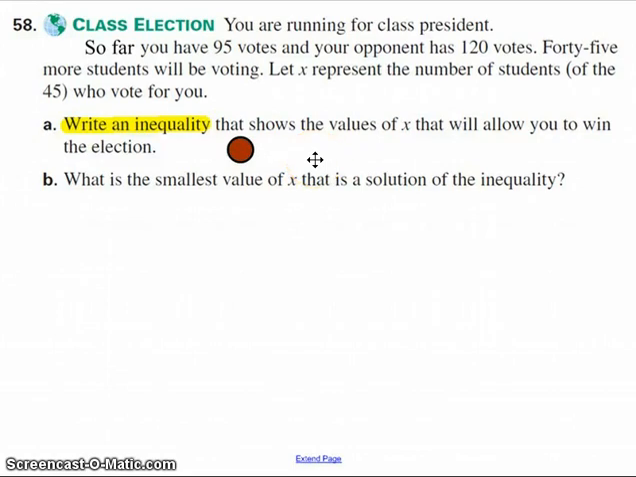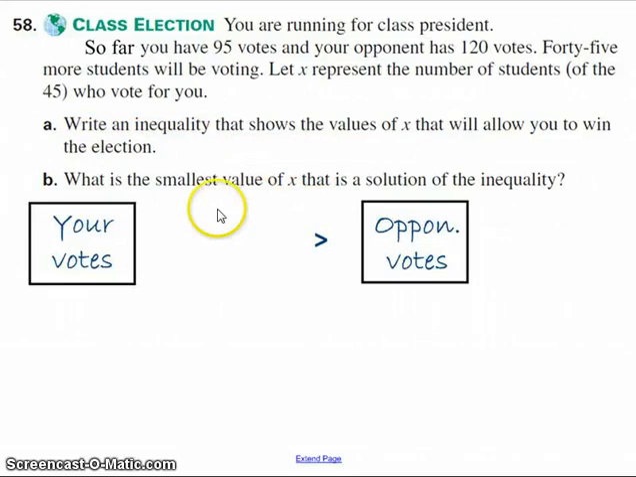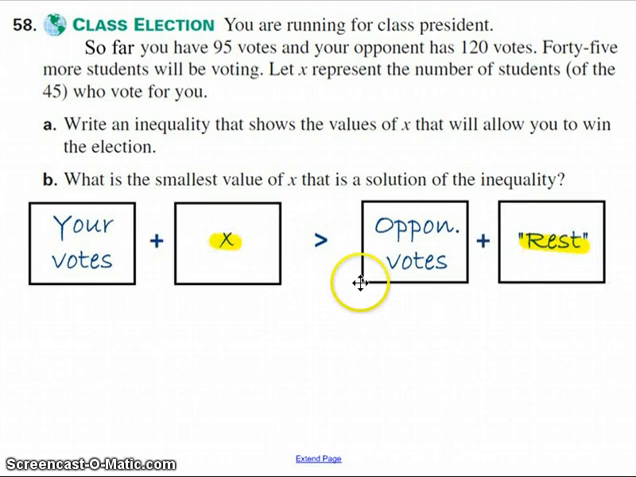Okay, I hope you did that. Here's what I put down at the beginning. I just said your votes have to be more than your opponent's votes. But actually it's more than that, isn't it? It's your votes plus something they said that's going to be X. It has to be greater than your opponent's votes. Your opponent's going to get some. In fact, your opponent's going to get the rest of the 45.